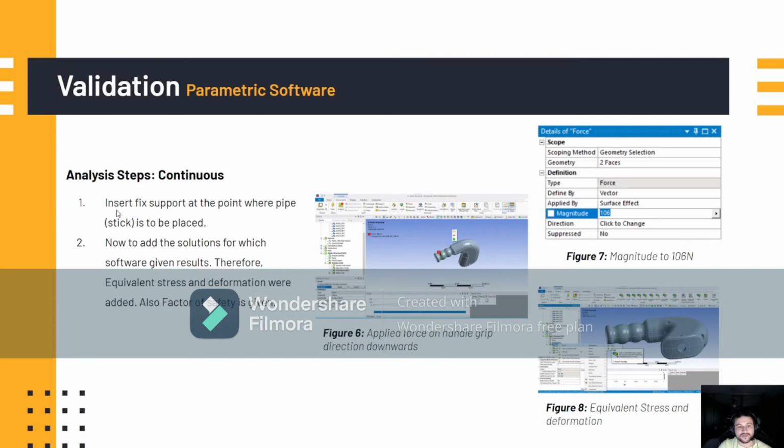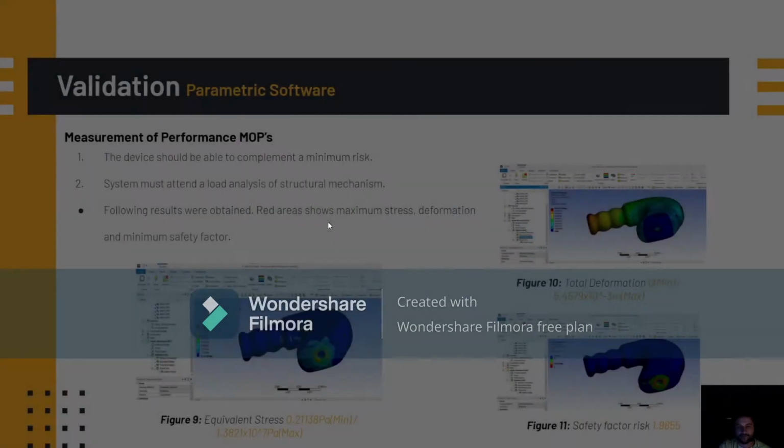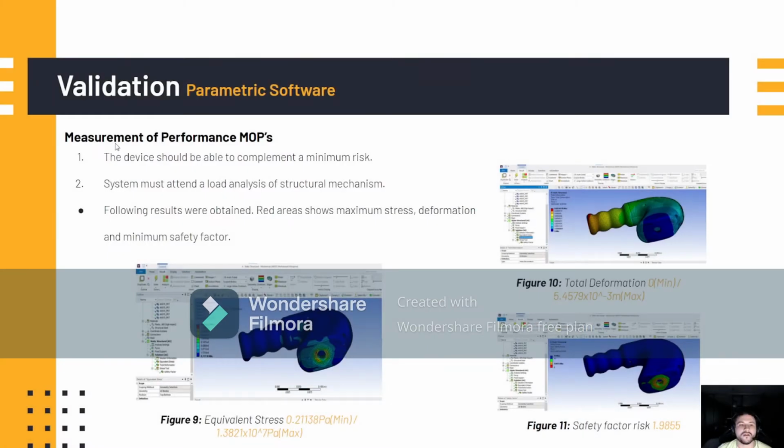Here are the continuing steps with figure 6. That is applying force on the handle grip in the downward direction. You can see here in the figure that it is downward. Figure 7 is the magnitude of 100 Newtons, which we calculated. And figure 8 is the equivalent stress and deformation. This is the measurement of performance for this part of the MOP.